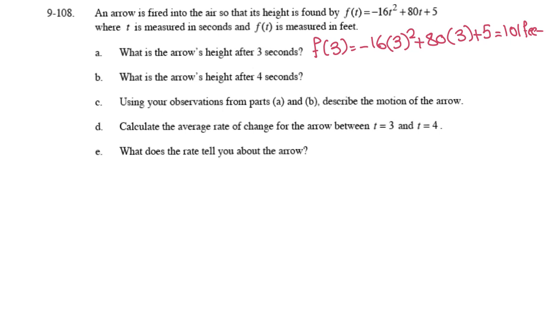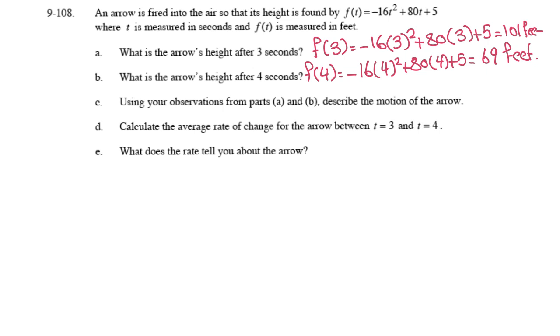What's the arrow's height after 4 seconds? So let's check after 4 seconds. The arrow's height will be negative 16 times 4 squared plus 80 times 4 plus 5. And this is equal to 69 feet. Now the arrow was thrown, it went all the way up. At 3 seconds, it was 101 feet above the ground. And then at 4 seconds, it went down to 69 feet. So it means the arrow is falling down.